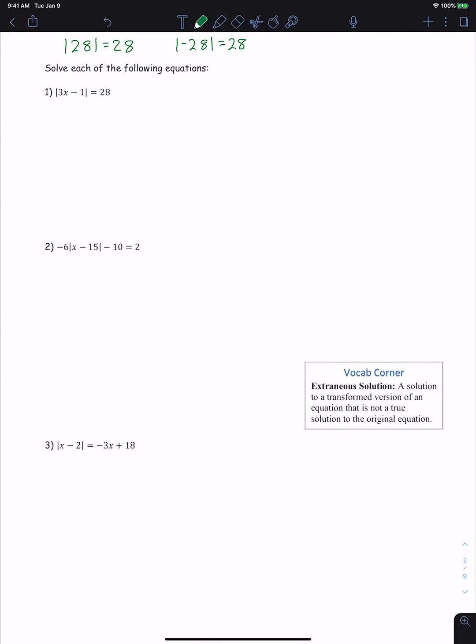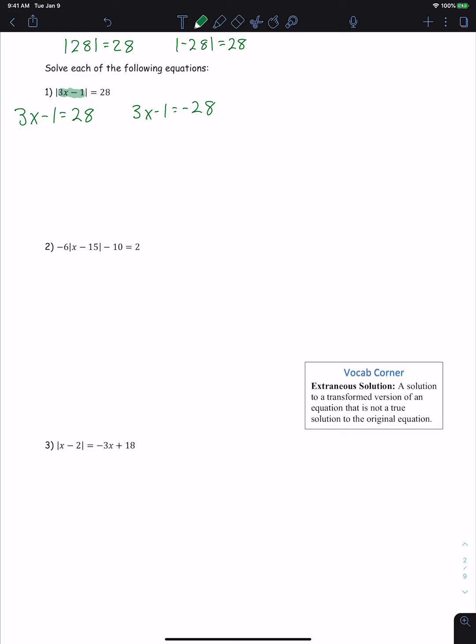So that is the logic we want to use for solving this equation. I know that inside the absolute value, that 3x minus 1 could represent positive 28. Or I also know inside the absolute value, if it's negative 28, that's also going to turn out to be positive 28. So I know 3x minus 1 could also equal negative 28. So we write two different equations, one equal to the positive and one equal to the negative value on the opposite side of the equation.